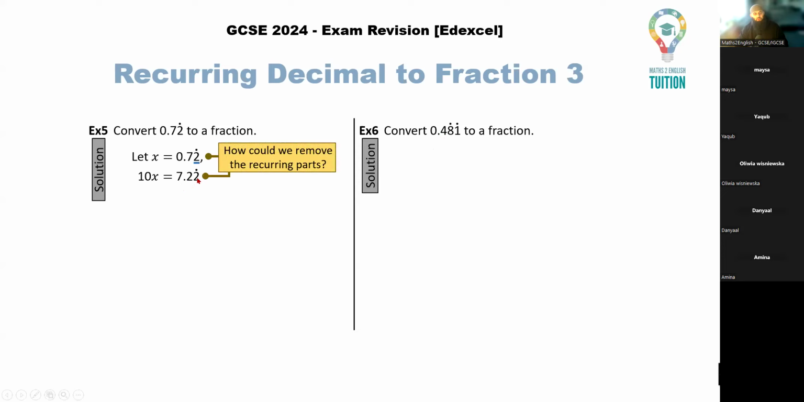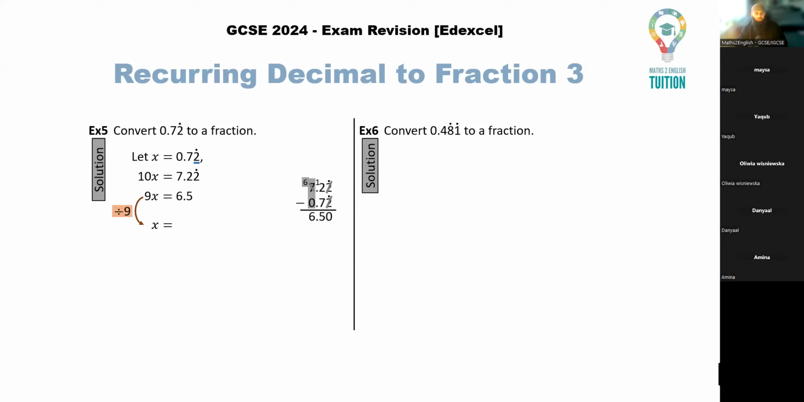7.22. We do the same thing, subtract the two equations like simultaneous equations using the elimination method. We eliminate the recurring part and we're going to get a different number. At this point, we're going to get 6.5. We can't turn that into a fraction unless we multiply both sides by 10. So what we can do is 6.5 over 9, we multiply both sides by 10, and we should get 65 over 90. This is as hard as it gets. It won't get any more difficult than this.